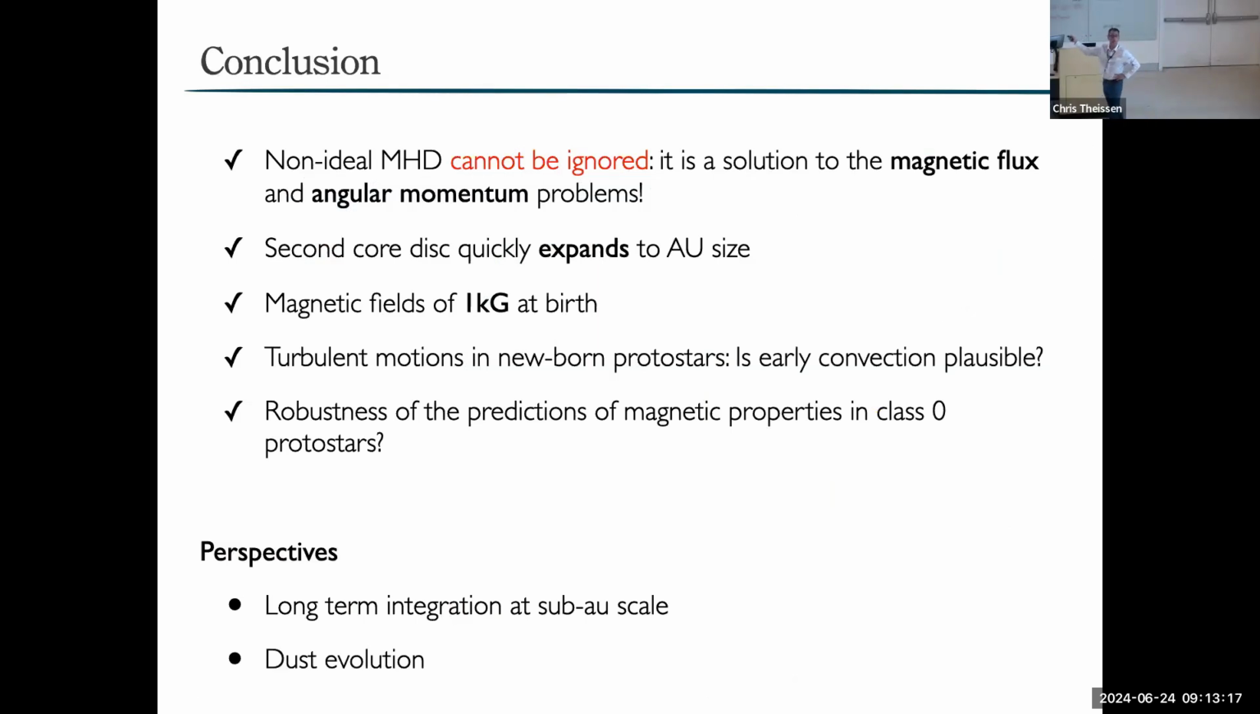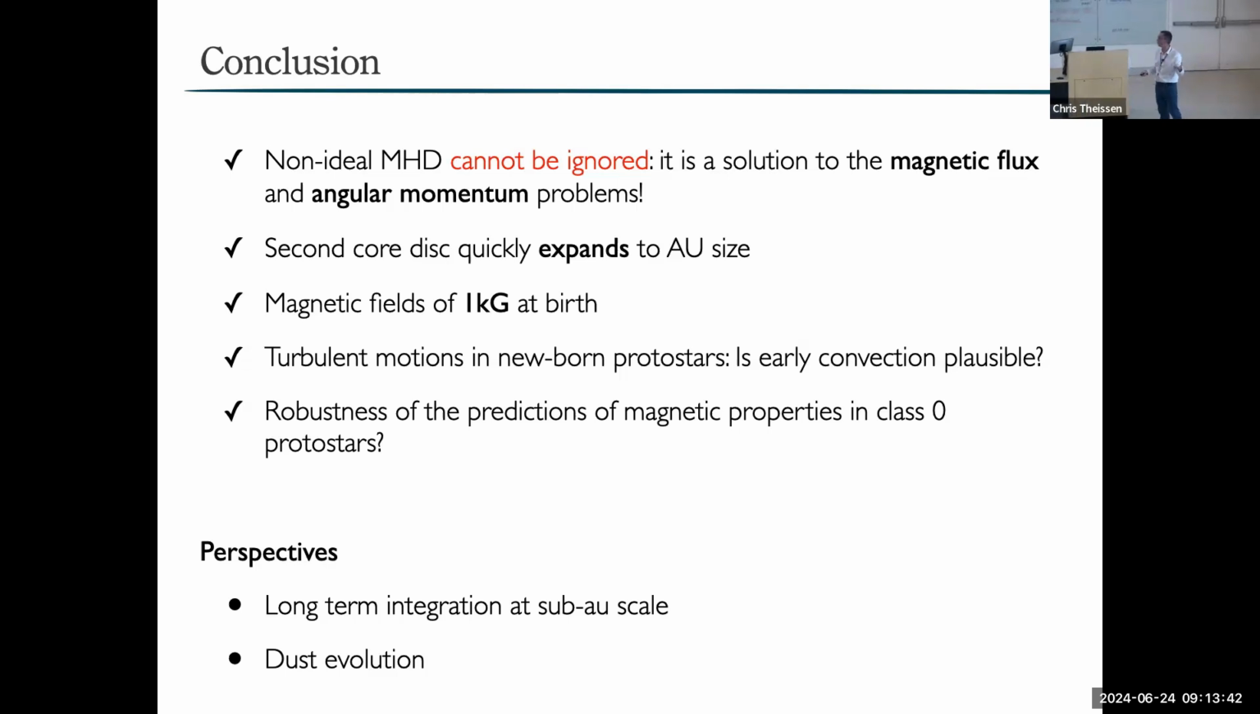As you have seen, non-ideal MHD cannot be ignored in a collapsing core model. It provides a solution at the earliest stage for the angular momentum and magnetic flux problem. We have seen that the second core disk quickly expands to AU size to merge with the first core disk. Thanks to non-ideal MHD, we can imprint a fossil magnetic field of 1 kilogauss in the newborn protostar.